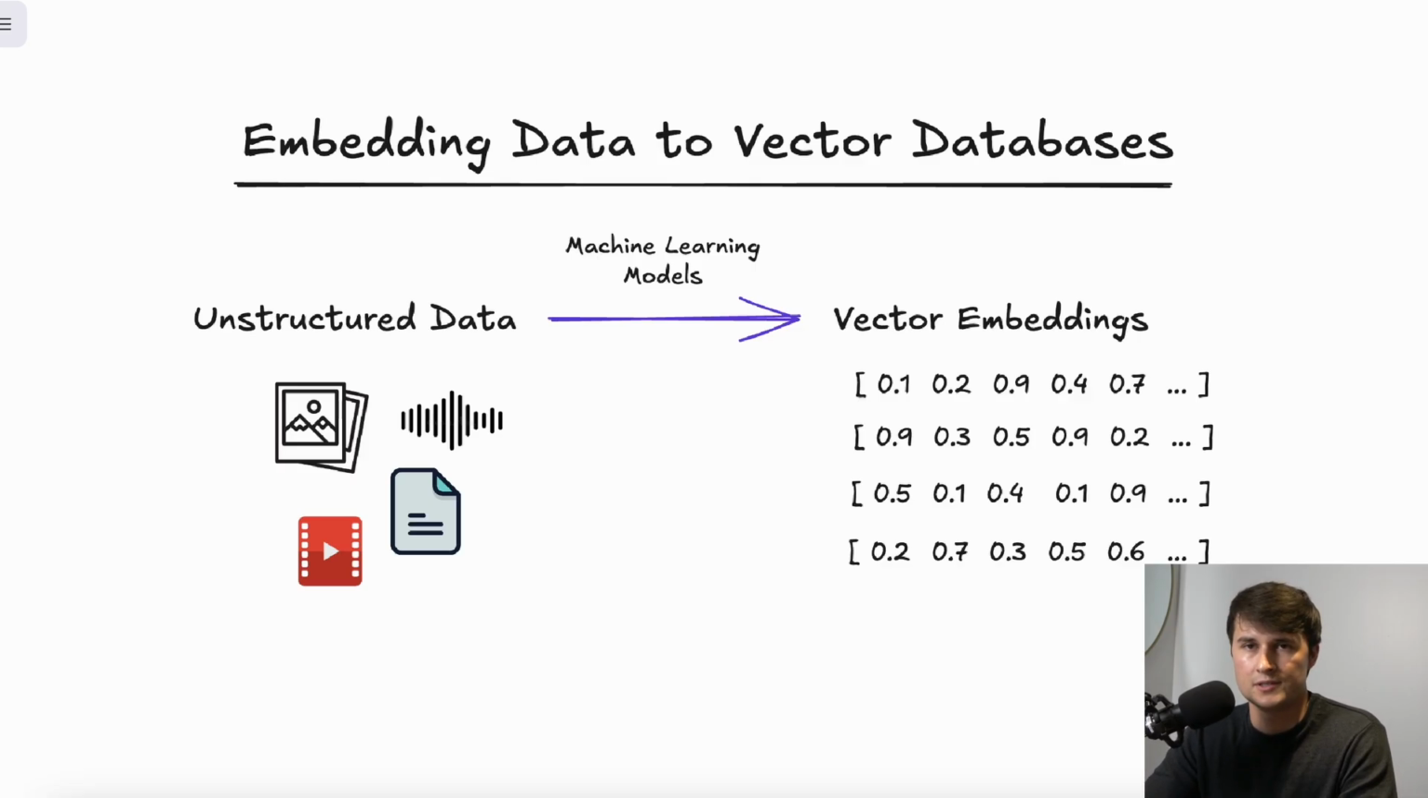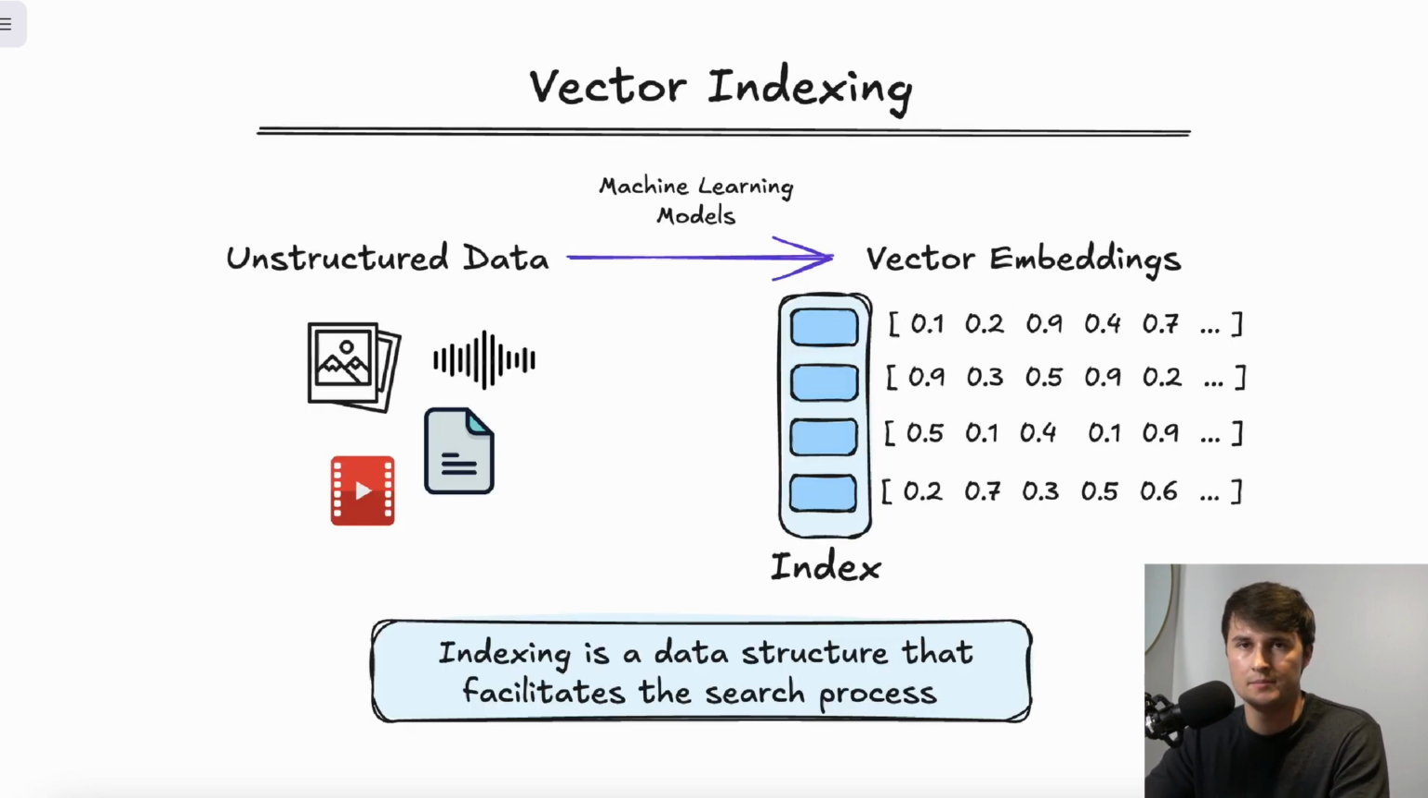And the way that this works is very complex. Machine learning models use complicated algorithms to create these vector embeddings based on the unstructured data provided. So you can think of the vector embeddings as a list of numbers that just represents the data in another way. And then moving on, the second piece of the process is vector indexing. Indexing is just a data structure that helps facilitate the search process.